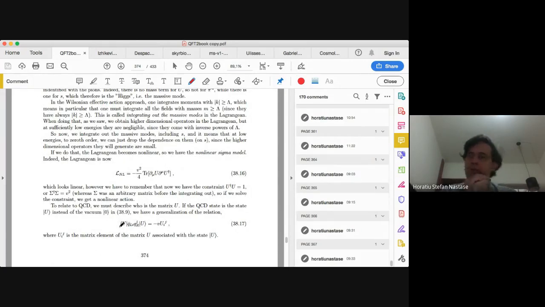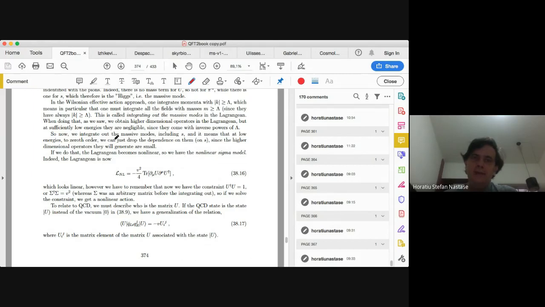Now, in the Wilsonian effective action approach, we get the low energy effective action in the Wilson sense by integrating out momenta higher than some cutoff lambda. So in particular, it means that one must integrate out all the fields with masses that are higher than the cutoff, since they would always, by definition, have absolute value of k greater than lambda. And this is called integrating out the massive modes in the Lagrangian.